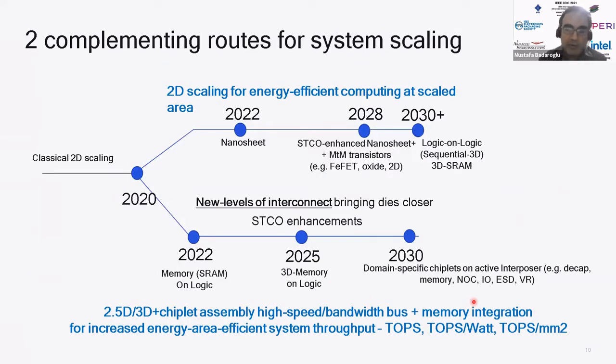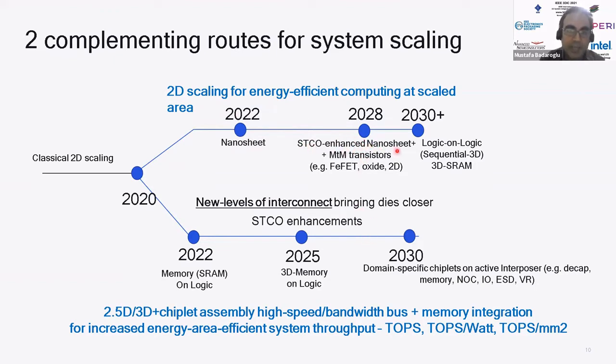So this is a more high-level picture of this perspective. You see on the upper side, 2D scaling for energy efficient computing at scaled area enabled by DTCO. There is an early generation of nanosheet, and then because of the crossover point with the fine pitch scaling, it's going to be happening around 2028, especially for fine pitch 3D integration.